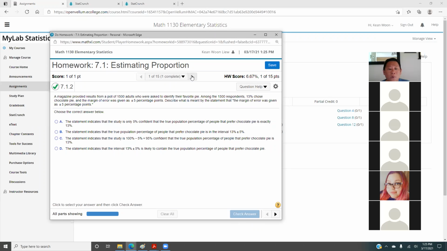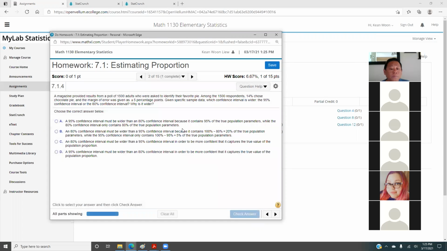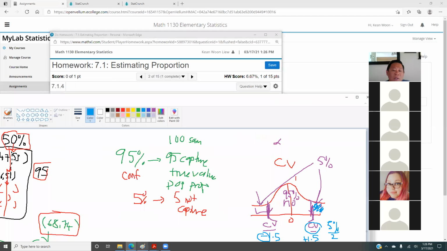I think this one is the same question. Question 2. This is about which one is wider. So you have 1,500 adults, pie, 40%, same thing. Which one is wider, 95% or 80%? Now you need to pay attention here.